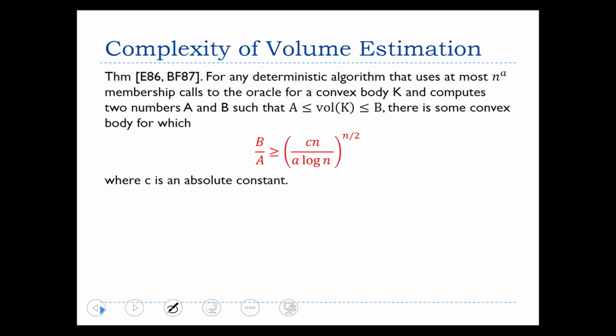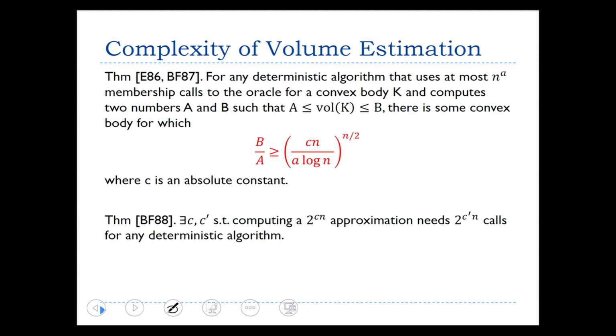So if you want, let's say, a factor 2 approximation, you have to spend n to the n time before you can get it. You have to make so many queries. It's just unavoidable for any algorithm. It's a purely information theoretic lower bound. In fact, the situation is even worse. Even if you wanted an exponential in n approximation, you need exponential in n calls. That's a refinement of that statement.